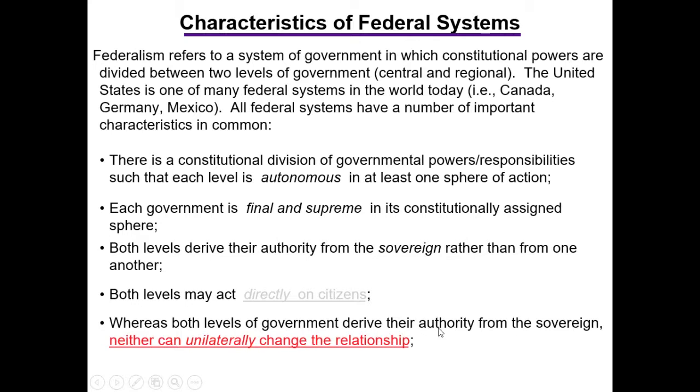Whereas both levels of government derive their authority from the sovereign, neither can unilaterally change the relationship. That just means that the national government can't modify the powers of the states, and the state governments can't modify the powers of the national government. Let's say for whatever reason, this is very unlikely to happen. Texas is one of the few states in the country that does not have a personal income tax. I think there's only six states that remain that don't have a personal income tax. When you file your income taxes, if you live here in Texas, you file a federal income tax return. If you live in most other states, California, let's say, you file a state return as well.